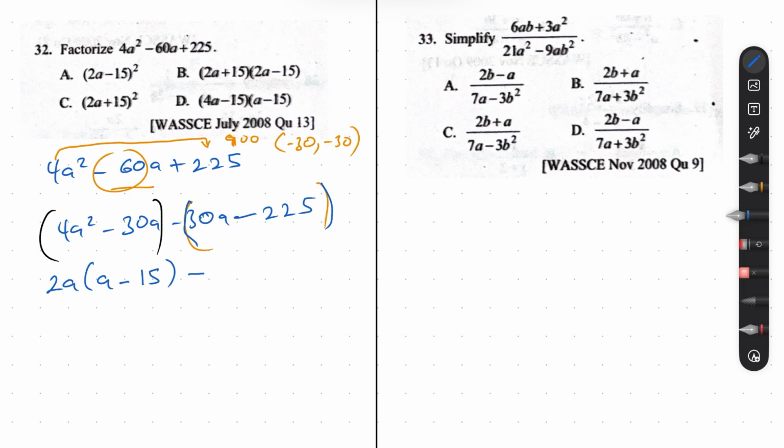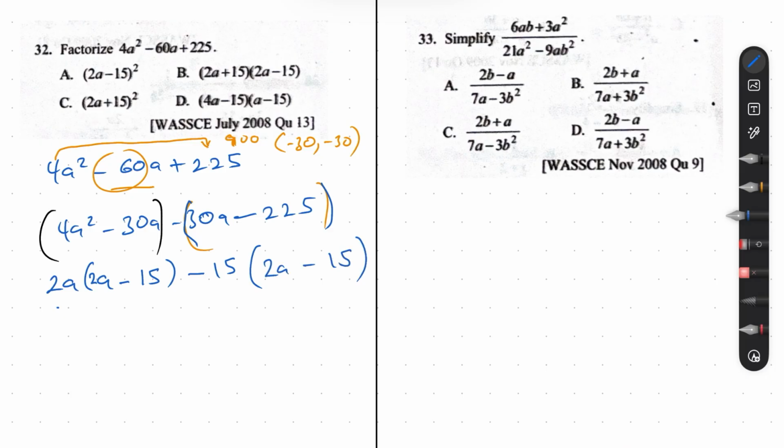Oh, actually, there's a mistake here. This place is supposed to be 2a, because we factor 2 out. If you factor 2 out, you're supposed to leave 2a. Sorry for that. So here we can factor 15 out. Let's factor 15 out. Then we'll be left with 2a minus 15 in the bracket.